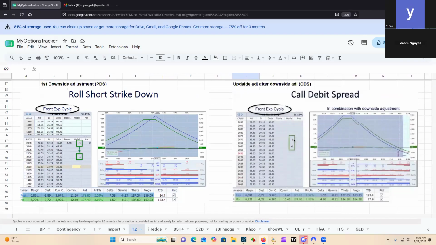Okay, and then for the downside adjustment, oh, I'm running out of time. How much time do I have? We have been on for 32 minutes. Okay, I have seven minutes left. Yeah. So in the downside adjustment, I'll send you this slide.